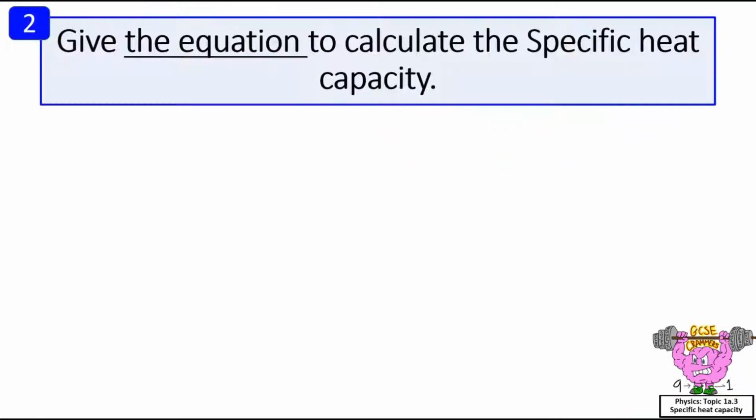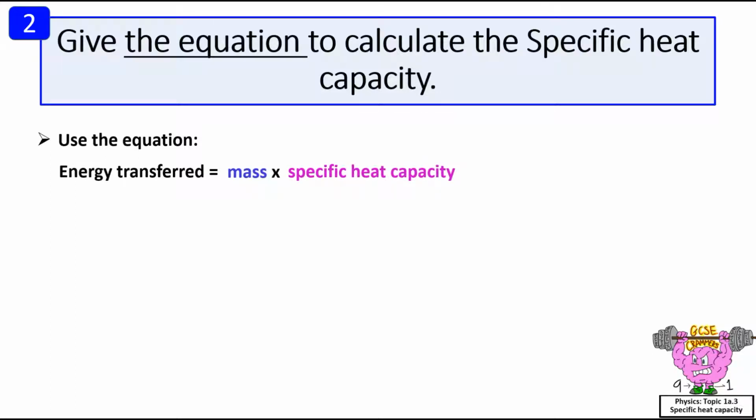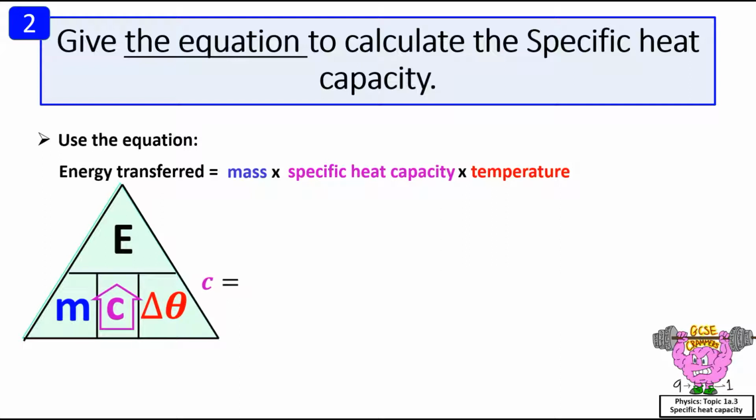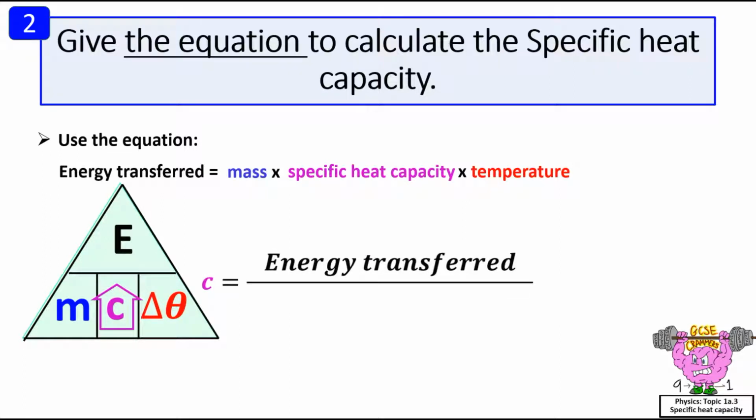Give the equation to calculate the specific heat capacity. Use the equation energy transferred equals mass multiplied by specific heat capacity multiplied by temperature change. Then rearrange the equation to find the specific heat capacity, which equals energy transferred divided by mass multiplied by the change in temperature.